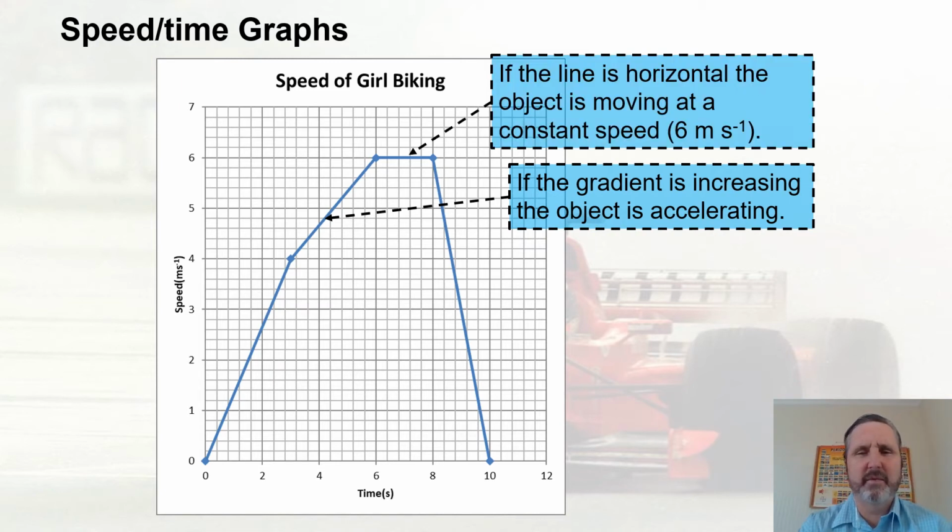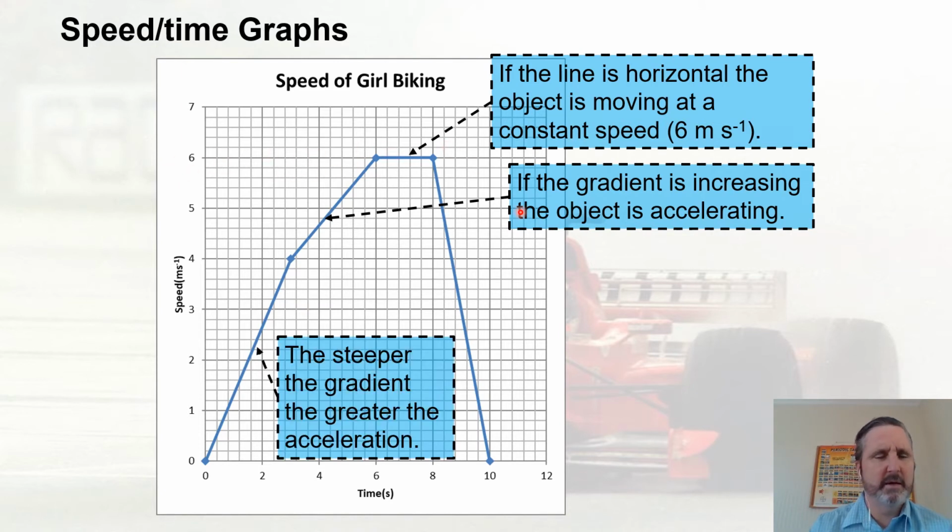If the line is horizontal, if it's flat, it means that the object is going at a constant speed. And we can measure that constant speed by going across to the vertical axis, and we can see there that the speed of this line is 6 meters per second. If you have a steeper angle, it means you're accelerating at a greater rate. So this has a larger acceleration than this.